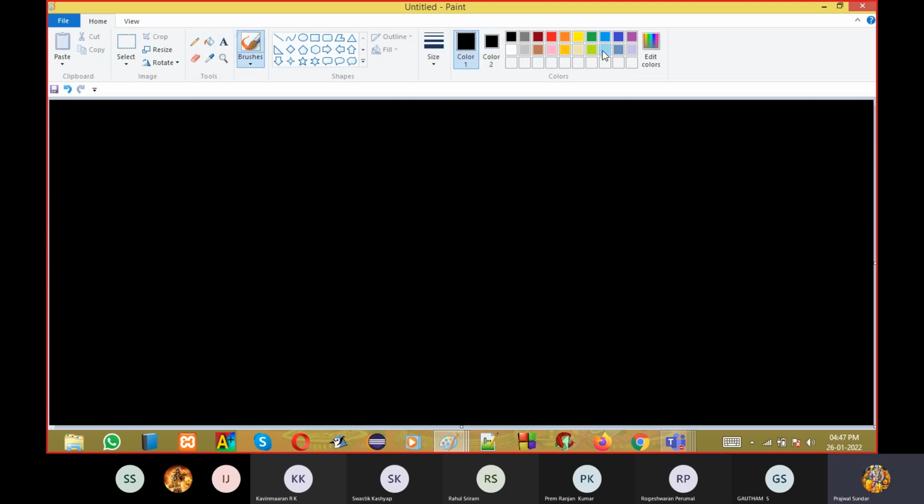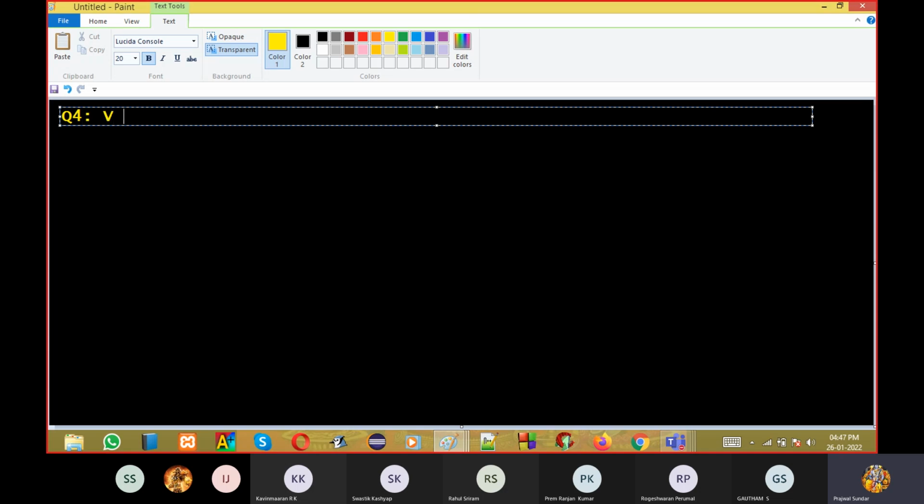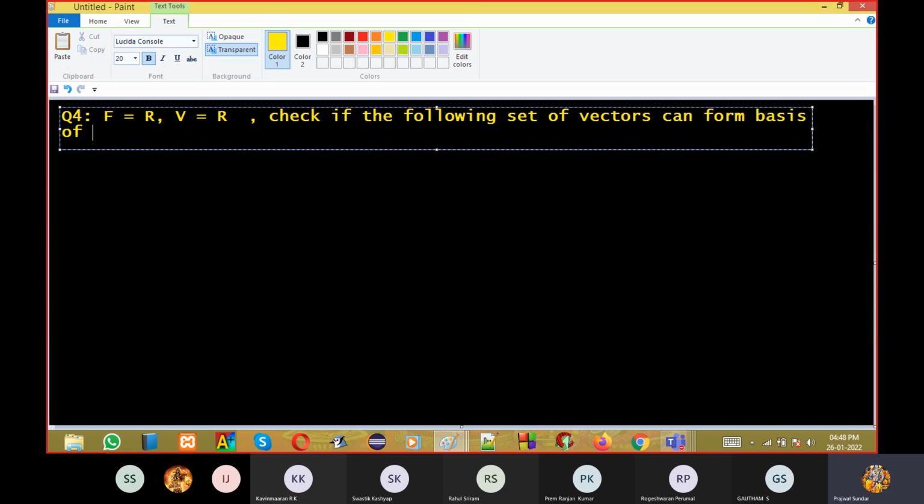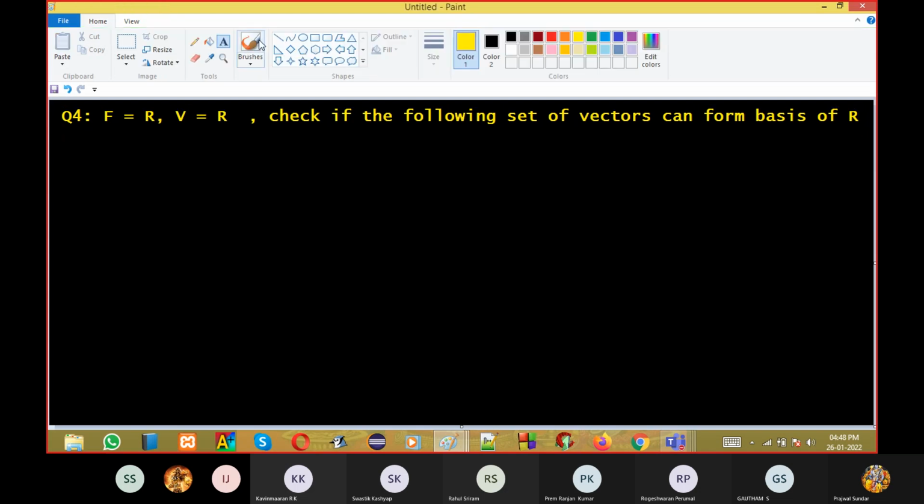The third dimension is very familiar. We'll do something which is not familiar. So I'm giving question 4. I'm giving the field as real numbers, vector space R power 4, and I'm telling you to check if the following set of vectors can form a basis of R power 4. So I'm giving you 4 vectors.